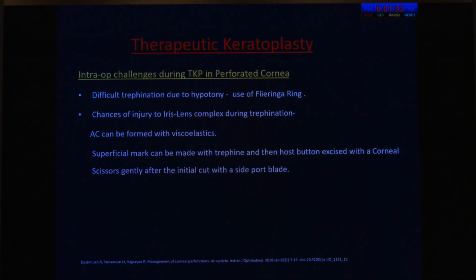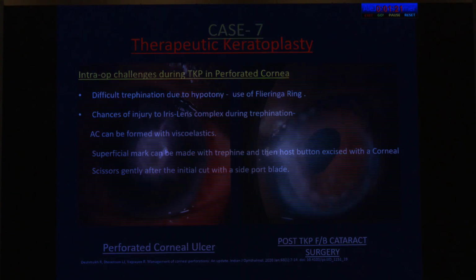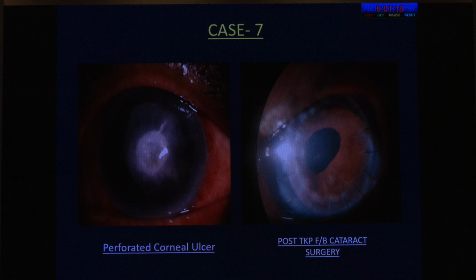So AC always has to be formed before trephination with the viscoelastics, and in fact we can just make a superficial mark with the trephine, and then the host button can be excised with the help of a side port blade and corneal scissors. So this is a patient who came to us with a central large corneal perforation, and we did a TKP for the patient.